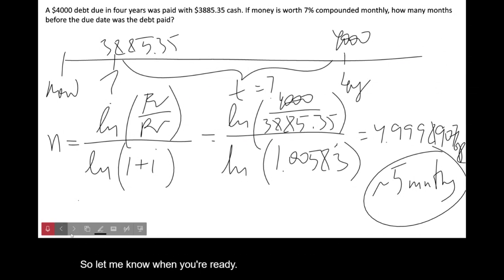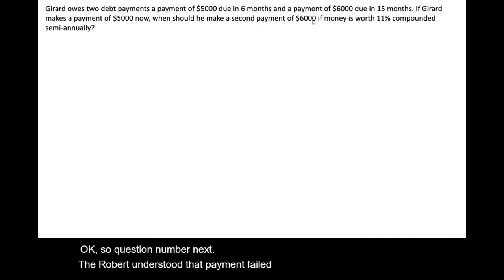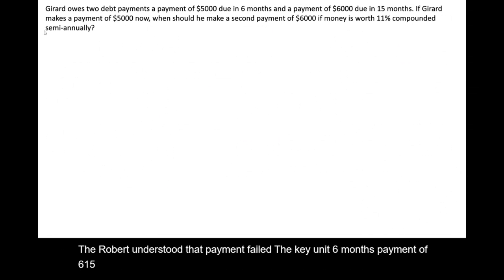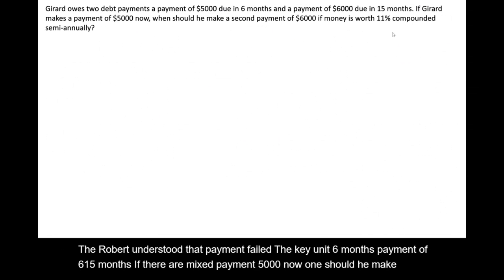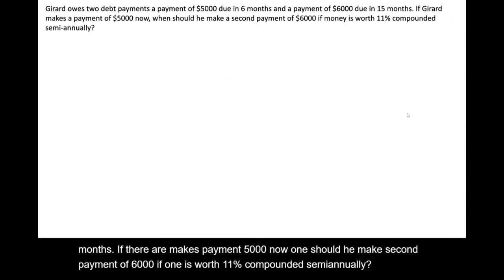Okay, so next question. Gerard owes two debts: a payment of 5K due in 6 months and a payment of 6K due in 15 months. If Gerard makes a payment of 5,000 now, when should he make the second payment of 6,000 if money is worth 11% compounded semi-annually? Okay guys, take 3 minutes to do it.